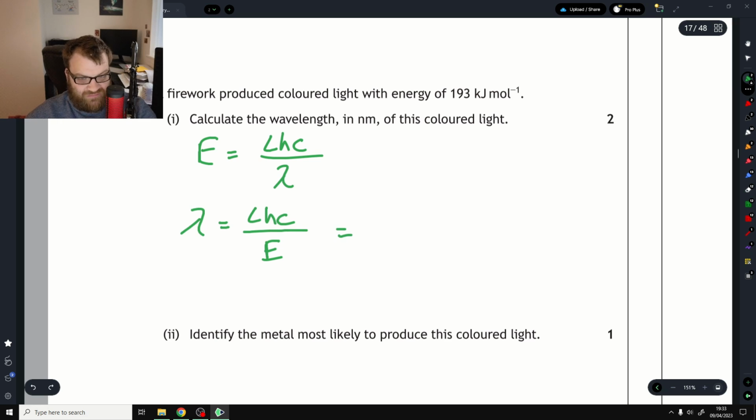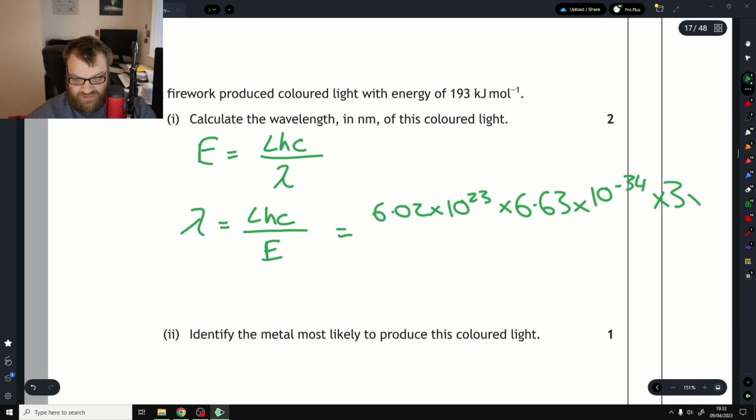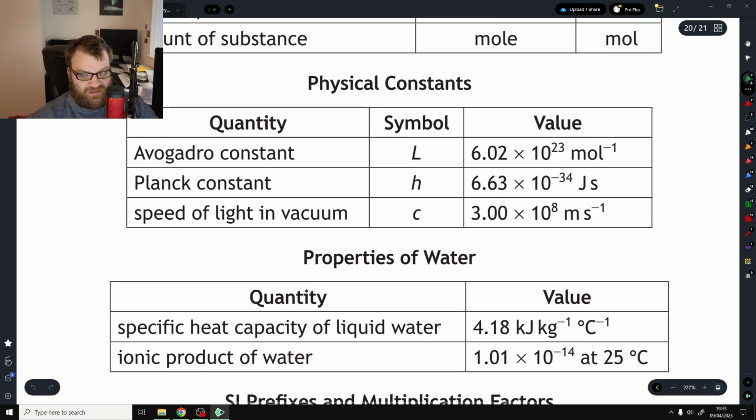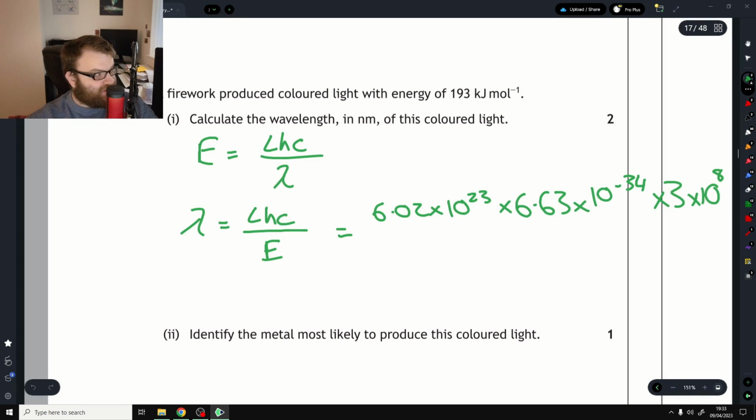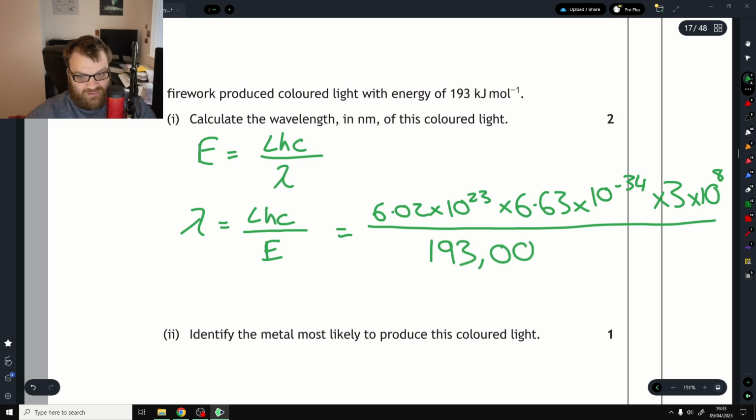Start to plug in our numbers. We're going to have Avogadro's constant of 6.02 times 10 to the 23. We're going to have our 6.63 times 10 to the minus 34. We're going to have our 3 times 10 to the power of 8. Again, taking those values from here in the data booklet. What we need to watch out for is our Planck's constant is in joules per second versus what we are told is our energy in kilojoules. We need to make that conversion. I would probably just change the energy, times that by 1,000 to make it joules, which will be 193,000. We can then plug that into our calculator.